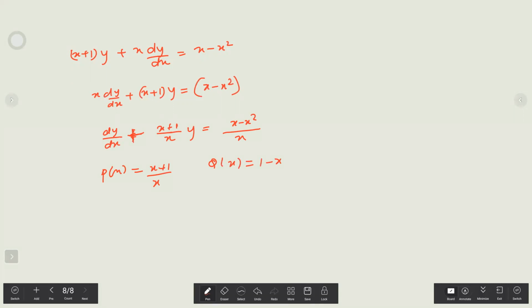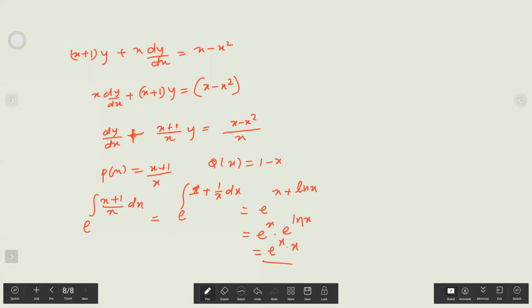Now start with the integral e raised to the integration of (x plus 1) upon x. So it's e to the power of the integral of 1 plus 1 upon x dx, which is going to be e to the power of x plus ln x, which simplifies further to e to the power x times e to the power ln x, which is e to the power x times x. So that's your integrating factor.